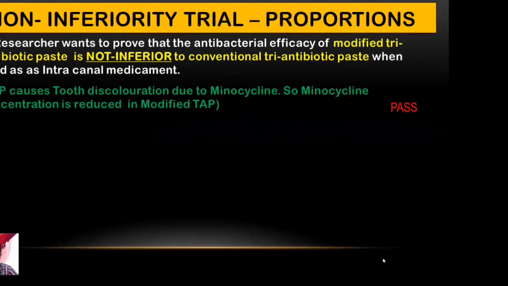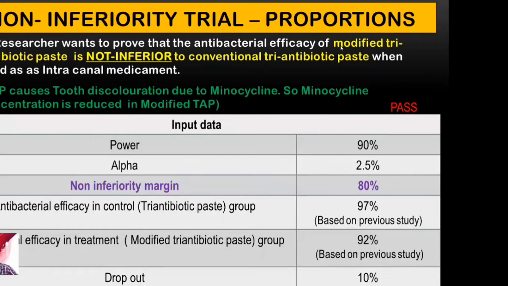So this is a non-inferiority trial based upon proportions. Now the power is 90%, alpha is 2.5%. Again, it is a one-sided hypothesis. So I kept the power at highest and alpha at lowest. Okay. Non-inferiority margin 80%. But first, the antimicrobial efficacy of the control group is 97%. With 97%, it eliminates almost all the bacteria, based upon the previous study.